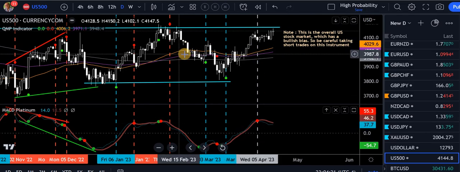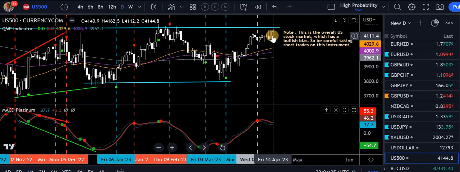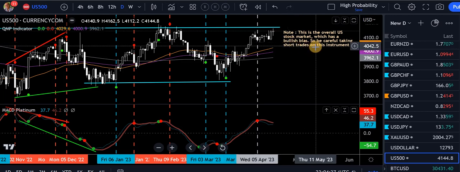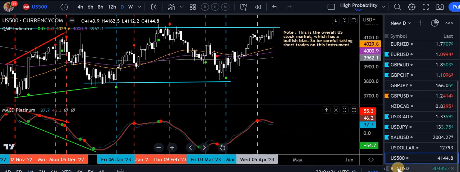But remember, this is the US stock market. It's all been very flat in the last few months, but it has generally got a bullish bias. So just be careful if you want to short the stock market. Not saying you can't short the stock market. Just be careful when you do it.